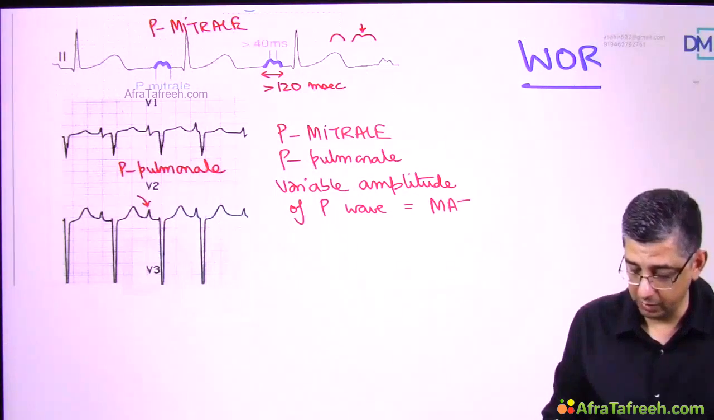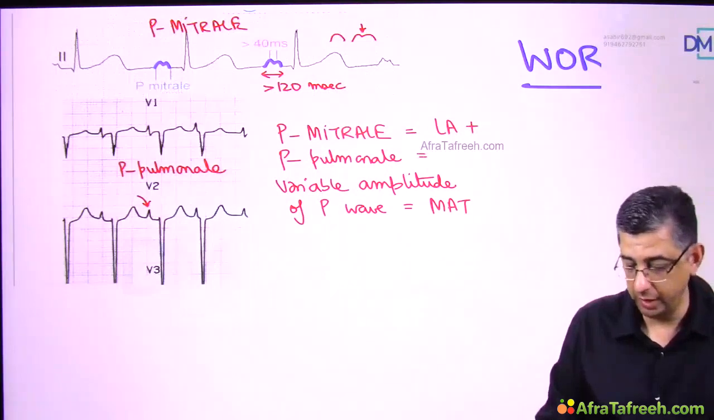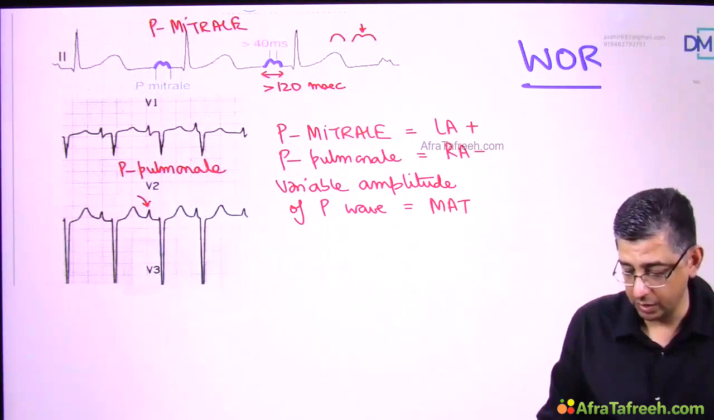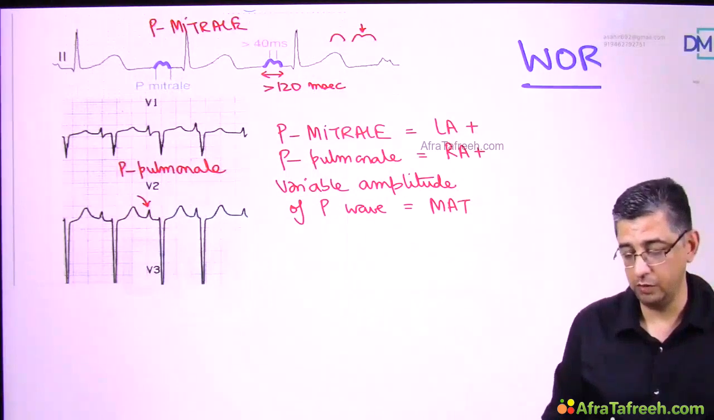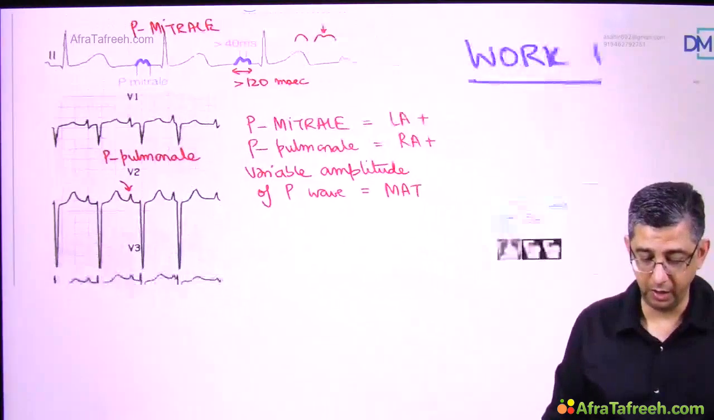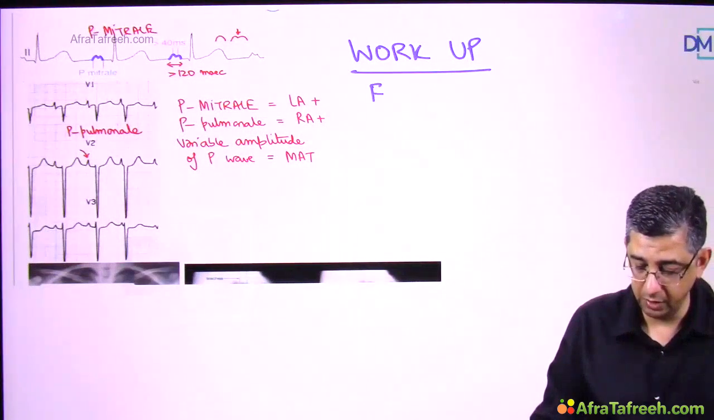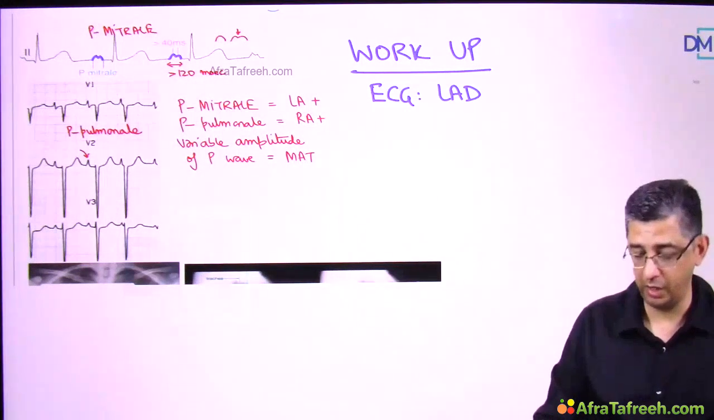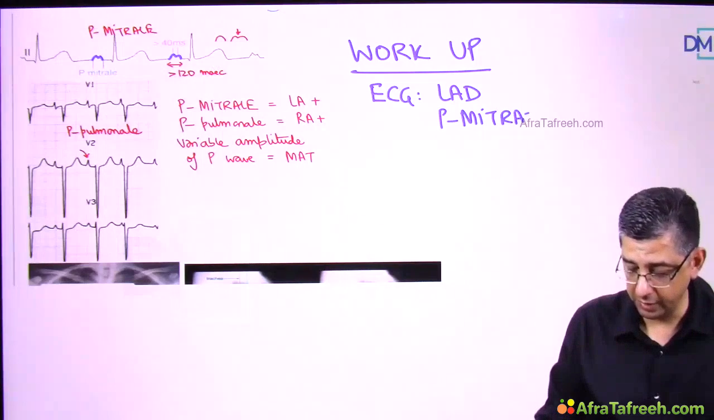So do remember my words. P mitral indicates left atrial chamber enlargement, P pulmonale indicates right chamber enlargement or pulmonary artery hypertension, and variable amplitude of the P wave indicates a multifocal atrial tachycardia in a person. So ECG of these patients will reveal evidence of left axis deviation and findings of P mitral to be primarily present. We will now look at the X-ray findings of these patients.